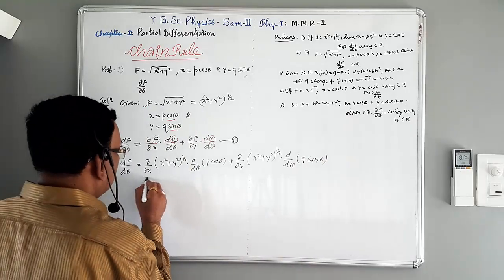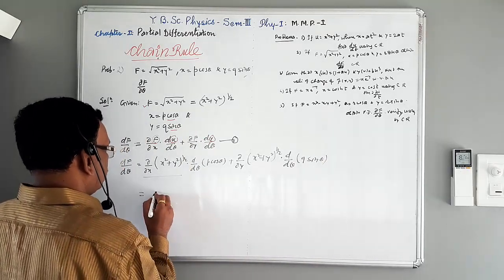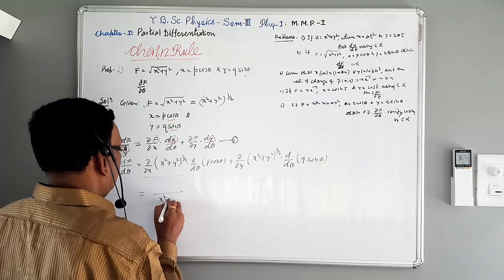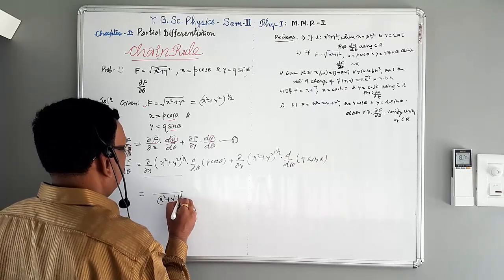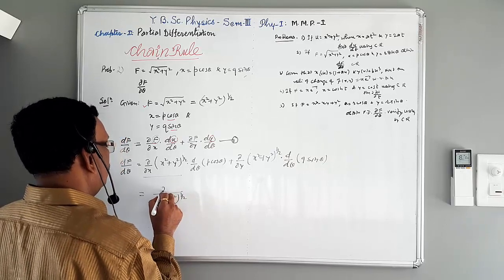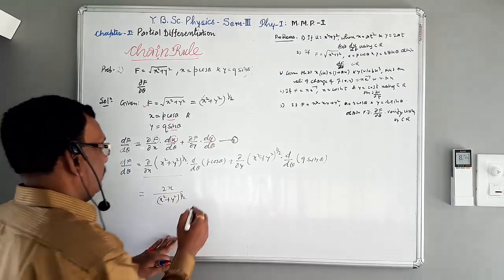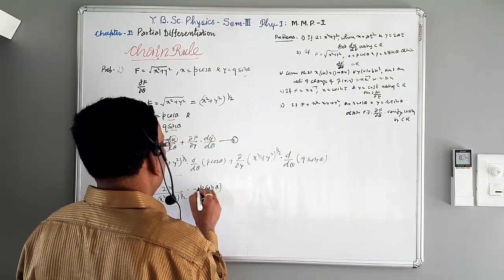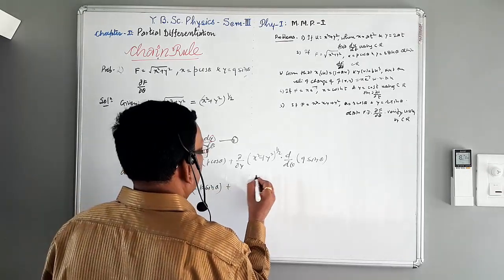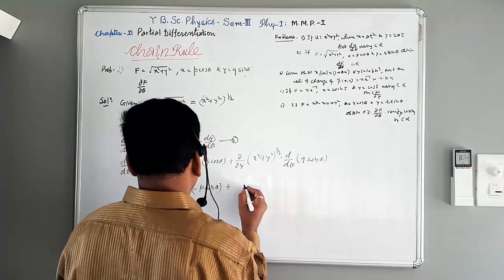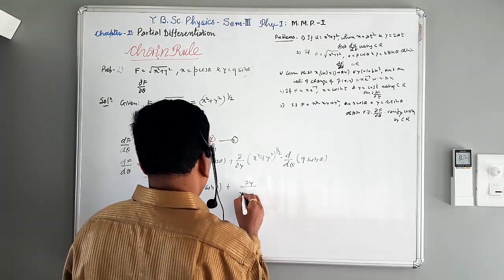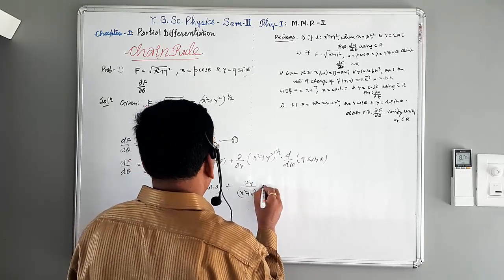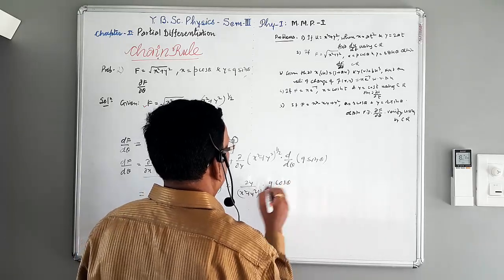Okay. Now solve this differentiation. We have, what is the value of this? x square plus y square bracket raised to minus 1/2 into 2x, into this minus p sin theta, plus y under root, or x square plus y square bracket raised to minus 1/2, into q cos theta.